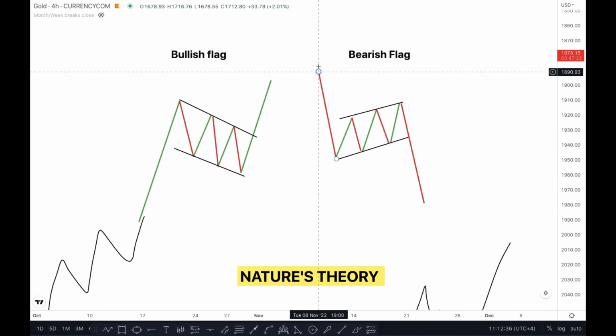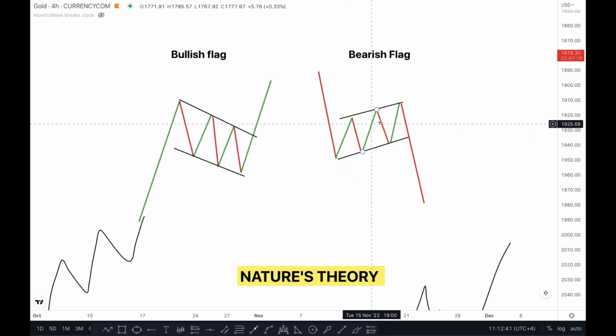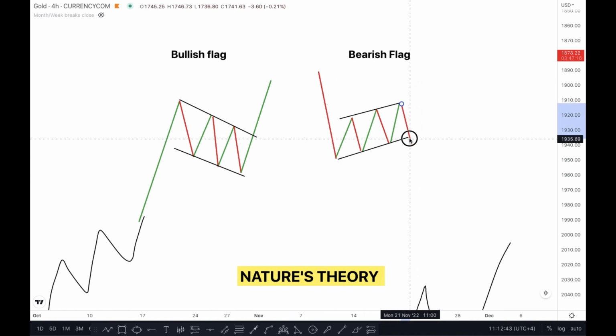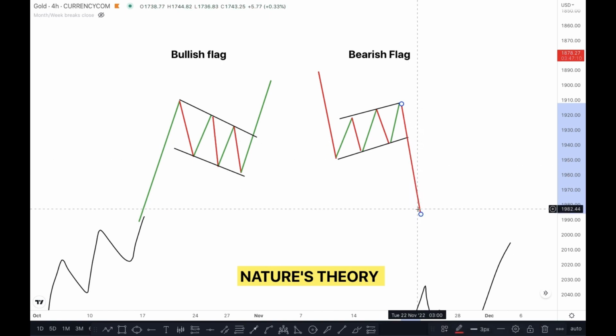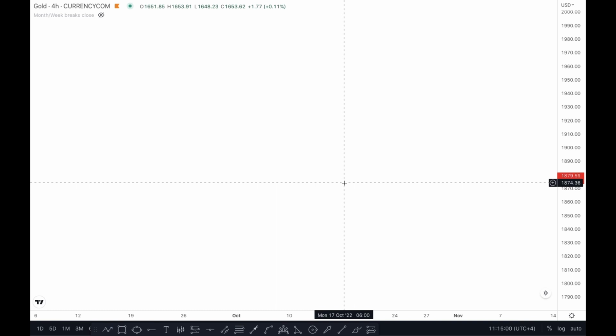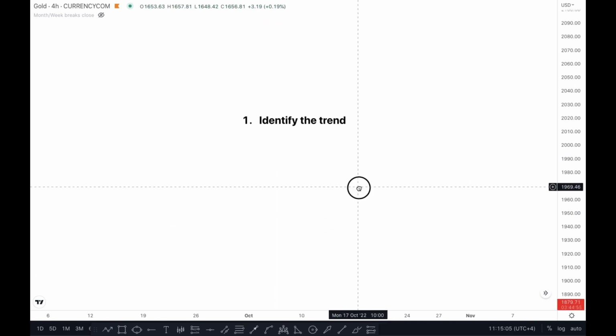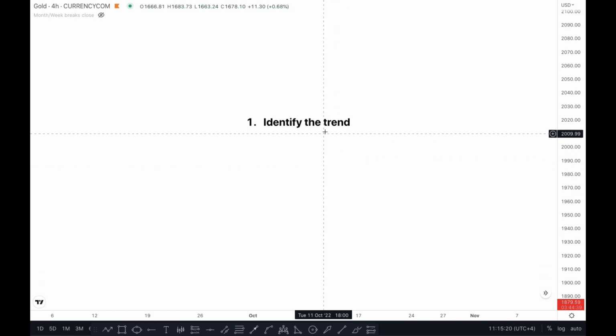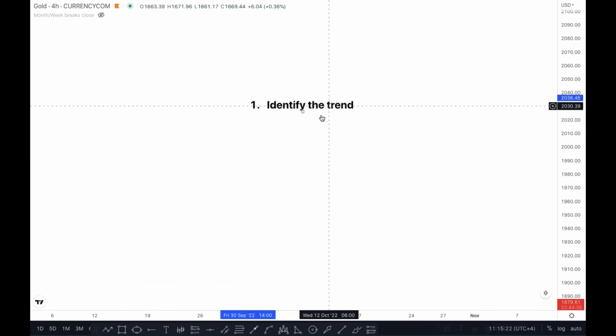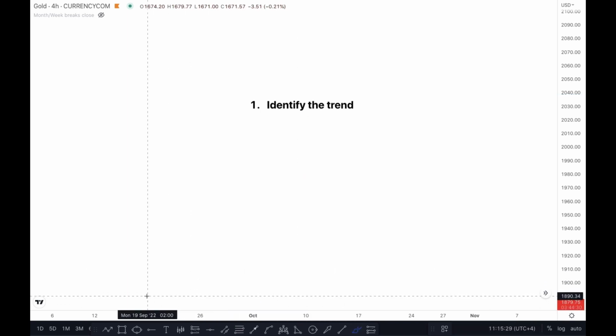With the bearish flag, it's also the same. We have an impulsive move coming all the way to the downside. This is the correction phase. Once we spot this flag pattern on the downtrend, we can also predict that the market is likely to break to the downside and continue the trend. Now that we know the flag pattern and also the nature's theory, let's talk about how to trade them. We're going to have a systematic approach to identify these patterns. The first thing we need to do is identify the trend of the market. As you all know, in trading, we have three types of trend.